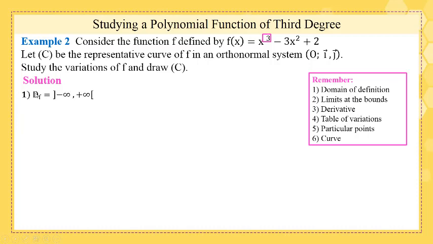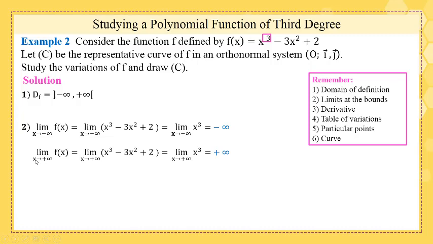Domain of definition of f equals minus infinity, plus infinity, since f is a polynomial function. Second step, determine the limits at the bounds. The bounds of the domain are minus infinity and plus infinity. So, limit of f of x as x tends to minus infinity equals minus infinity. Limit of f of x as x tends to plus infinity equals plus infinity.